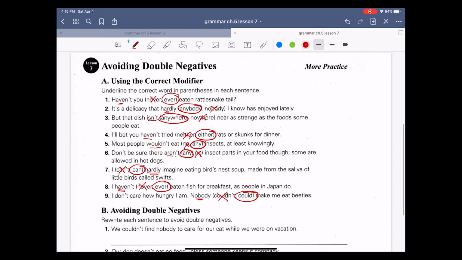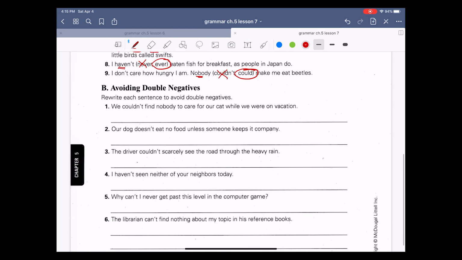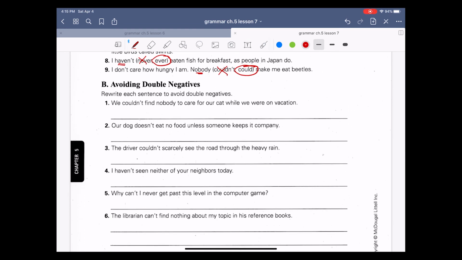Let's go on to B, avoiding double negatives. Rewrite each sentence to avoid double negatives. I don't want you to rewrite the sentence. We can just make some corrections. We couldn't find nobody to care for our cat while we were on vacation. We couldn't find anybody.